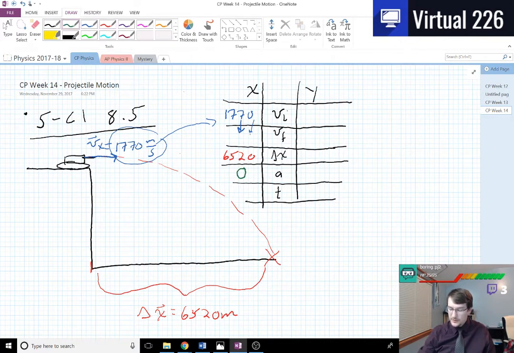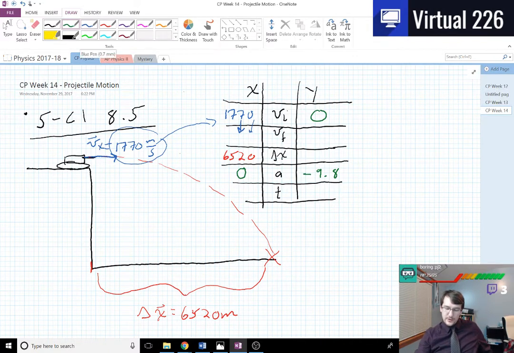That's why the velocity is constant. The y direction acceleration is negative 9.8 meters per second squared. And because we're shooting this perfectly horizontal, the initial velocity in the y direction is 0. Those are just things that we happen to know for this type of problem.